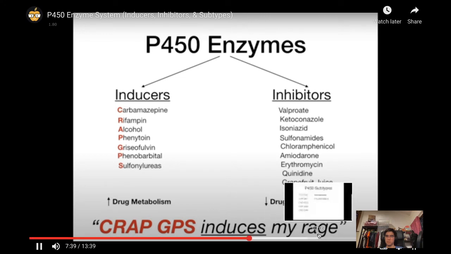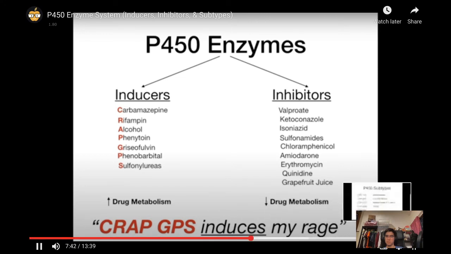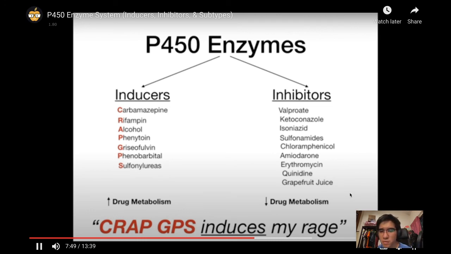So what I would say is take some time to just stare at this slide and know what the inhibitors are. So know that ketoconazole and valproate and sulfonamides and chloramphenicol are either inducers or inhibitors, and then if you get a question, in your head use the CRAP GPS induces my rage mnemonic to figure out which one it is, and just use process of elimination. I've done this my whole life in medicine, and it's never been a problem for me.